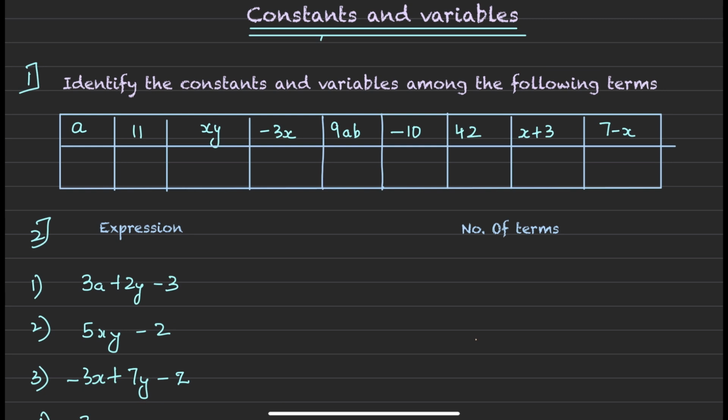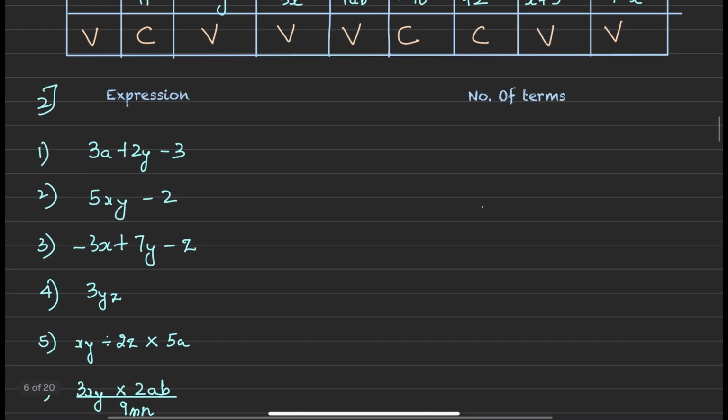Okay, I'm quickly writing the answers to this. This is very easy. Variable, only a numeral is a constant. Variable, it's with x, so variable. 9ab, variable. Constant because it's just a number. Constant. Variable because it is added to a variable. This is also a variable. Total 7 minus x.